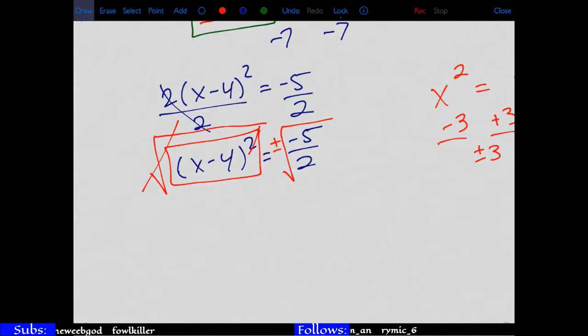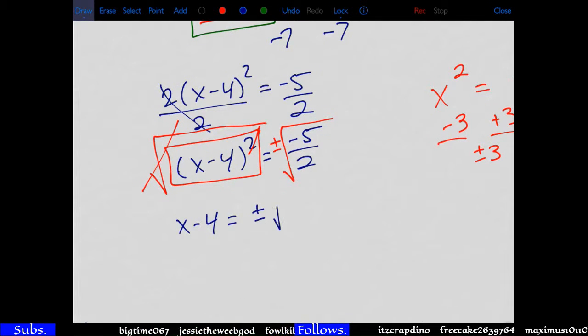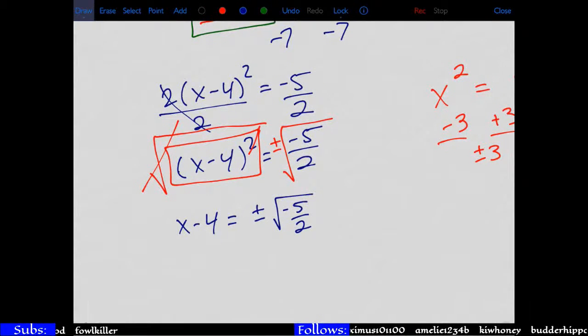So we square rooted both sides, which leaves us on the left with x minus 4 equals plus or minus the square root of negative 5 over 2. We've got 2 things left to do. We still need to get our x alone, and we need to simplify this square root.